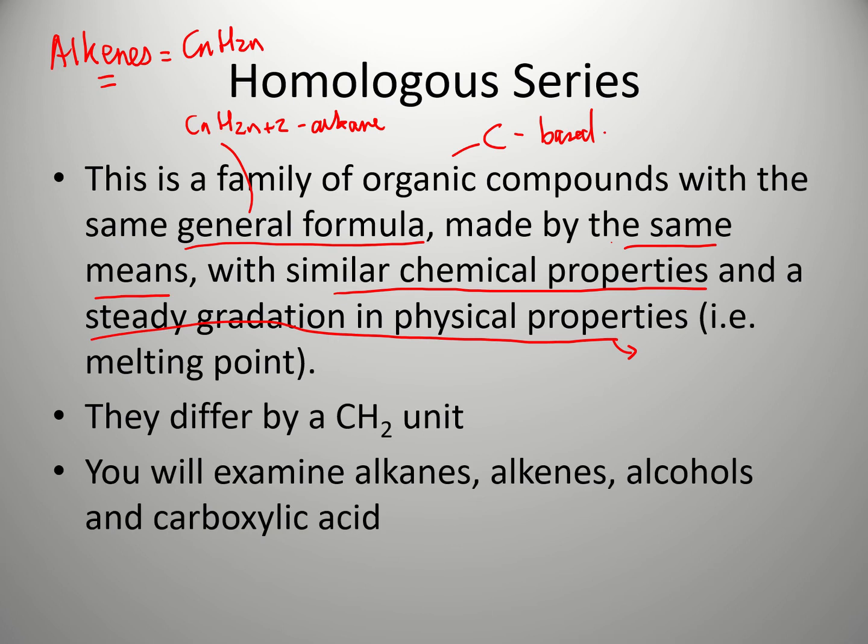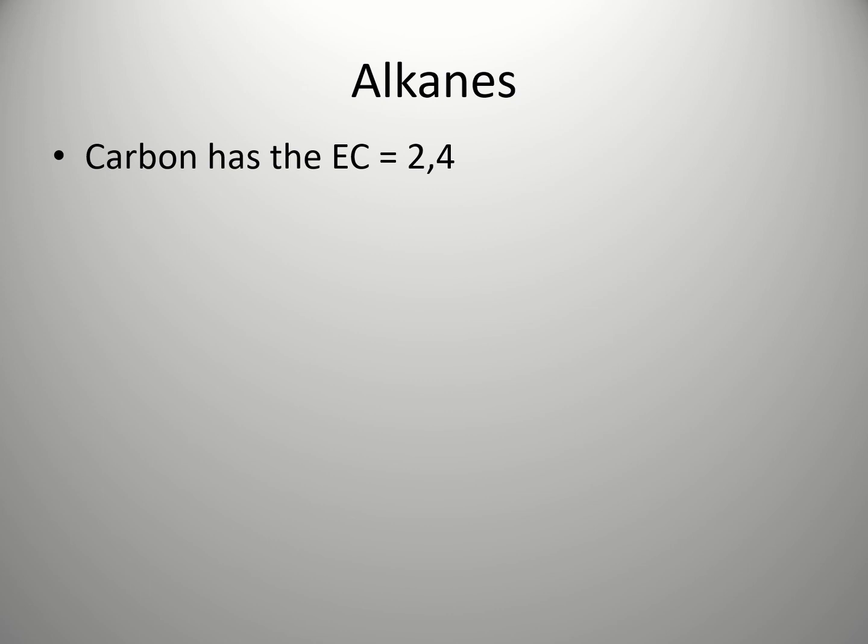Now there are a huge number of these families of organic compounds, these homologous series. The ones that we will look at for GCSE are alkanes, alkenes, alcohols, and carboxylic acids. So we're going to start looking at alkanes and alkenes first. They are the two that are actually hydrocarbons, so they contain only carbon and hydrogen. The others contain some oxygen, so they're not defined as hydrocarbons.